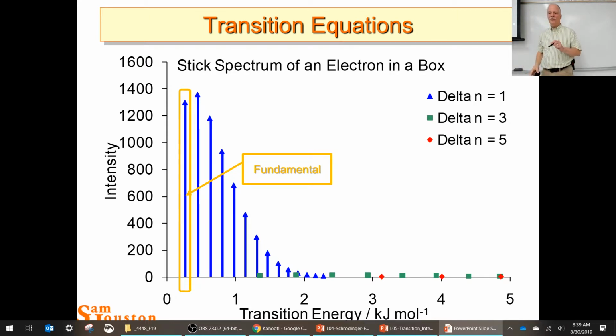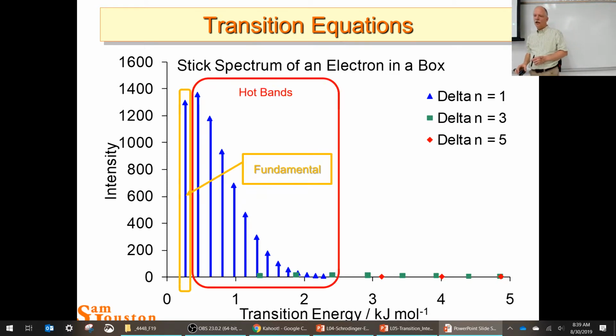So that fundamental transition is that very first one. That's the 1 to 2 transition in our exercise. When we get to vibrational motion, we actually have a V equals 0 state, and so it'd be 0 to 1. It's just that first possible transition. Then these others are called hot bands: the 2 to 3, the 3 to 4, the 4 to 5. Can someone explain to me what's meant by hot band?